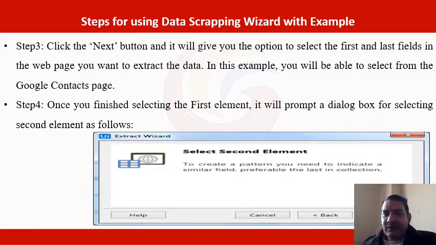Finally, once you finish selecting the first element, it will prompt a dialog box for selecting the second element as follows. As you can see in this particular slide, the image has already been placed over here. In the second element, to create a pattern, you need to indicate a similar field, preferably the last in the collection. Such a message box will show in your UiPath Extract Wizard.